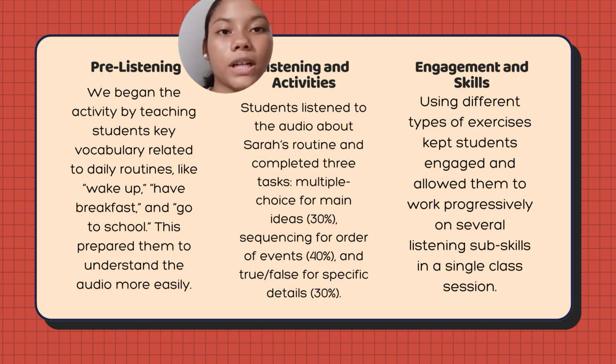In the second part, which accounts for 40%, they practice recognizing sequence by putting the day's activities in the correct order. This activity allows students to improve their listening comprehension in a progressive and contextualized way. Finally, in the third part, which accounts for 30%, students develop listening for detail by identifying specific information such as schedules and actions, answering true or false questions.